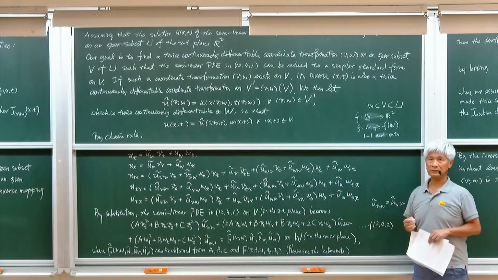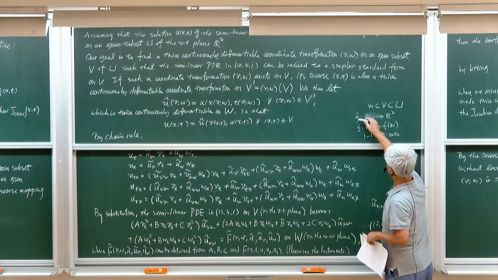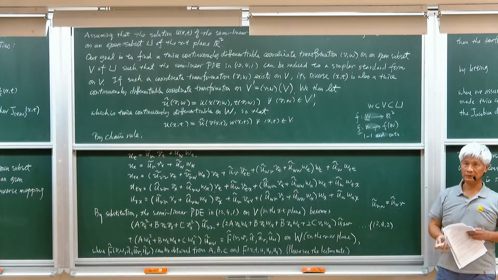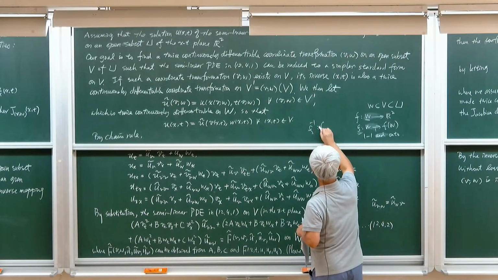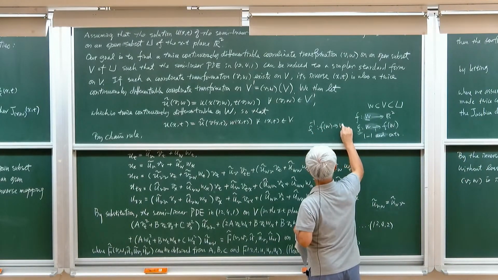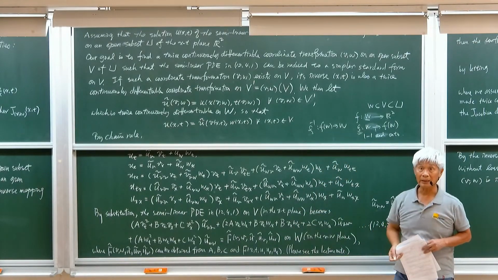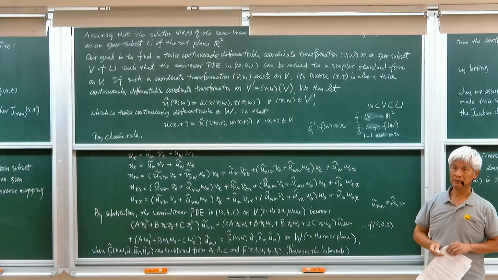Okay, it's onto there. Right. Now, if furthermore f is twice continuously differentiable, then the inverse function is also twice continuously differentiable. By chain rule again. Yeah, still by chain rule.